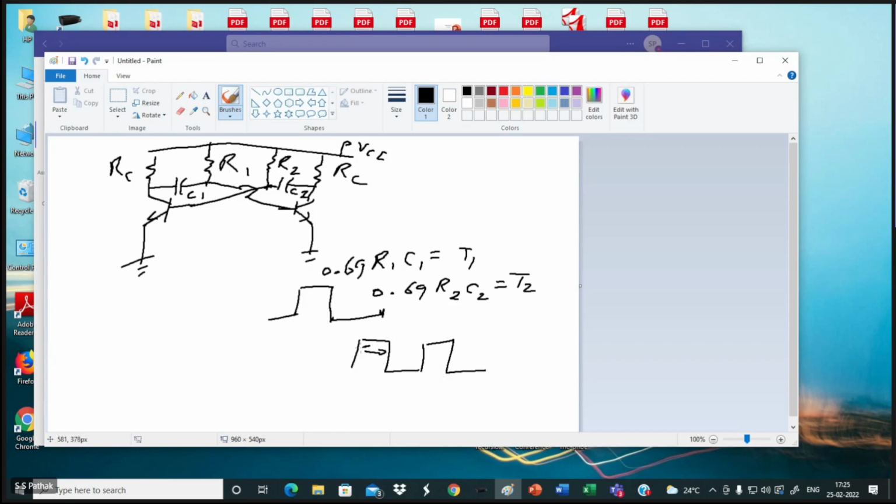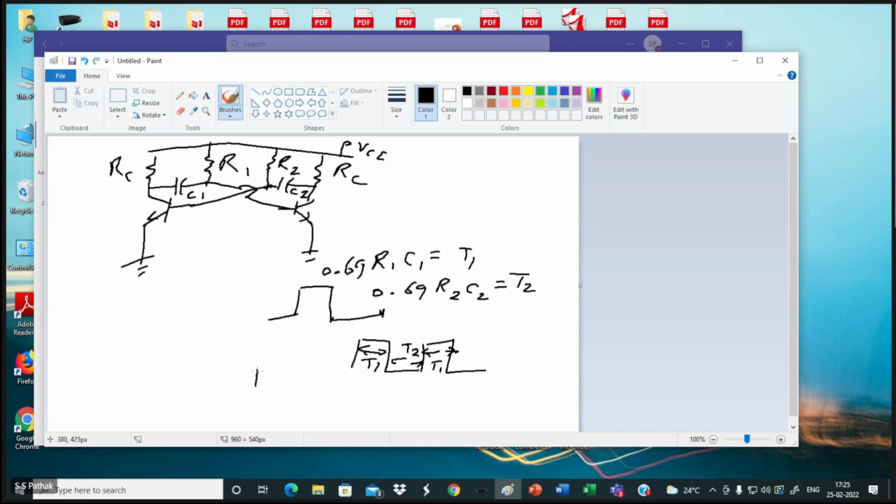This one will be your T1. This one will be your T2. So no trigger is required. Automatically it is switching on and off. Initially some noise has made the provision to go into saturation, any one of them. And after that it starts oscillating.